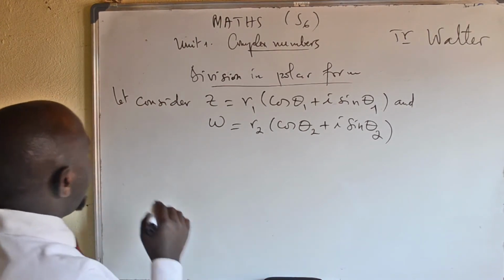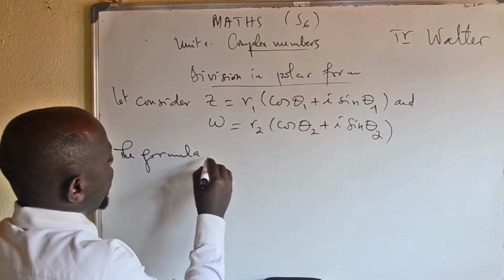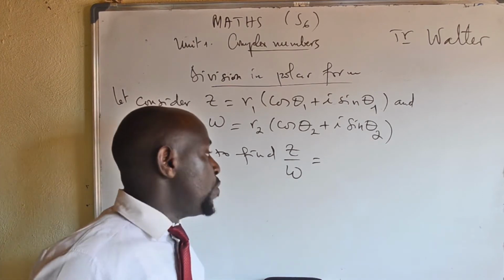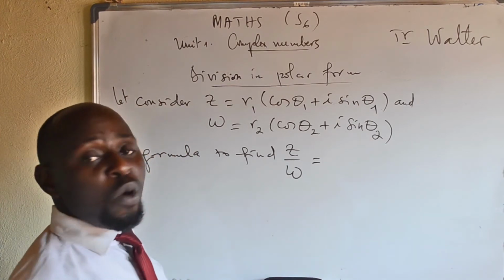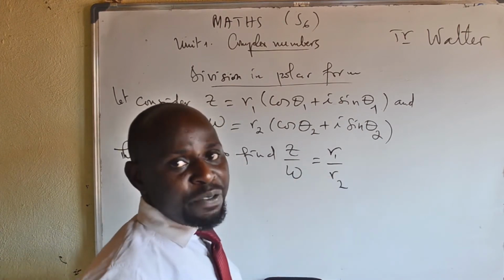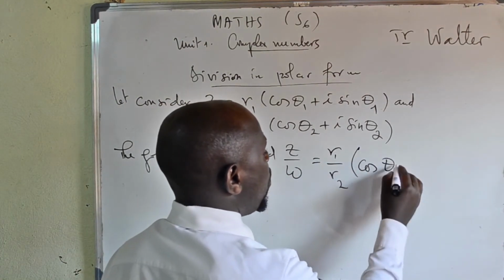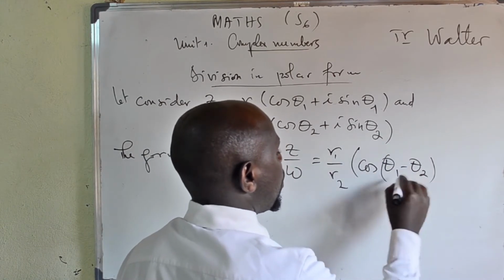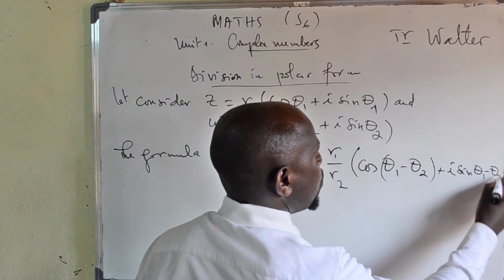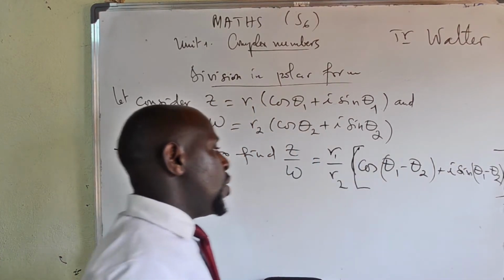So ladies and gentlemen, now if I'm asked to find the formula to find z over w, which is the quotient or the division of two complex numbers, this will be equal to what? This will be given by r1 over r2, which means I find the quotient of the moduli, and then I multiply by cosine of theta 1 minus theta 2, plus I sine of theta 1 minus theta 2, ladies and gentlemen.